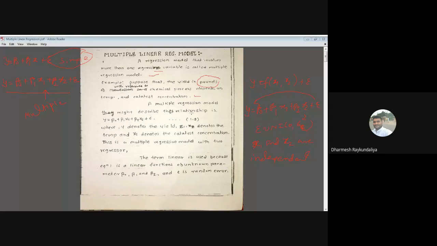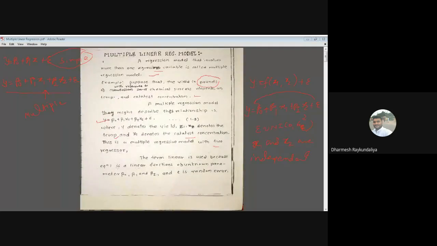Okay. So multiple regression models might describe the relationship between y and x1, x2 like this, where y denotes the yield and x1, x2 denote the temperature and catalyst concentration. So this is a multiple regression model with two regressors. The term linear is used because equation 1 is a linear function of the unknown parameters.